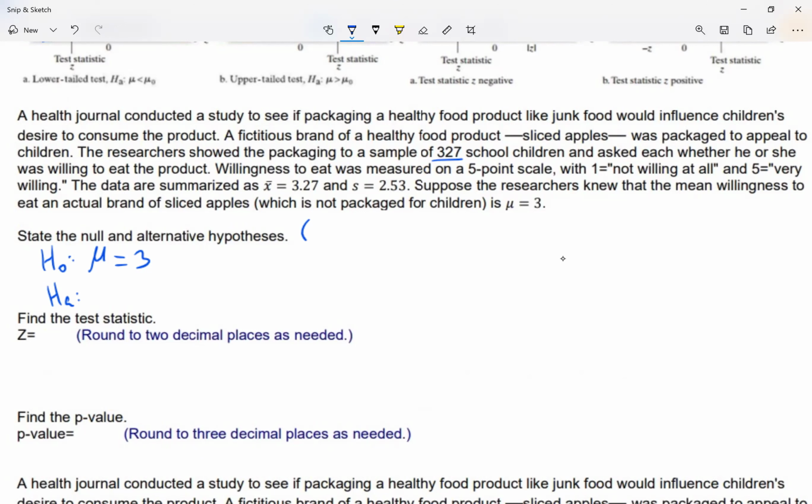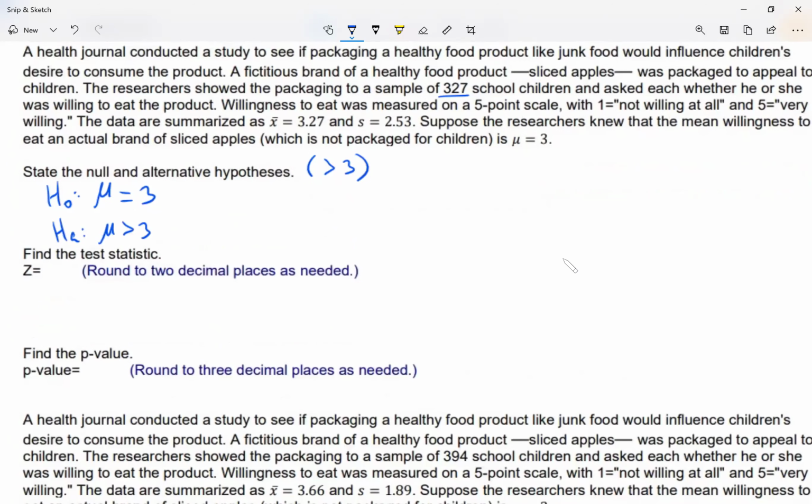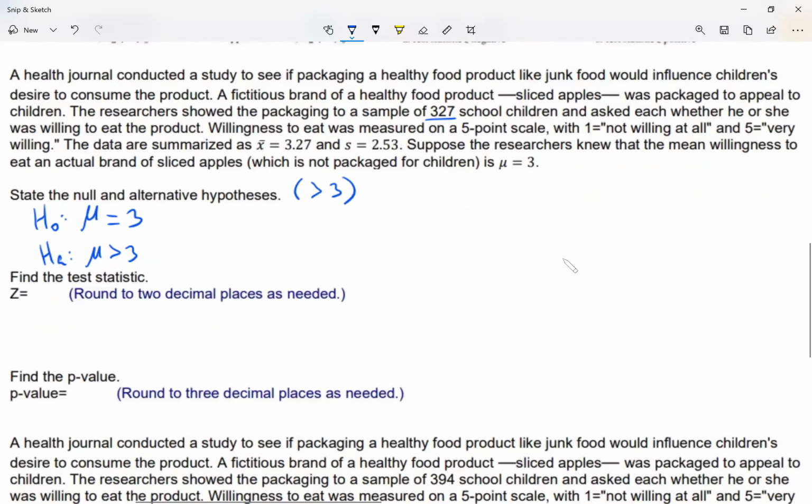So I'm just going to say, I want to see if it is greater than 3. Okay, so that's basically my alternate hypothesis. Is my average greater than 3? Okay, so I want to use the 1-tail probability here. Let me find the test statistic. Remember the formula that I gave you guys on the top of the page?